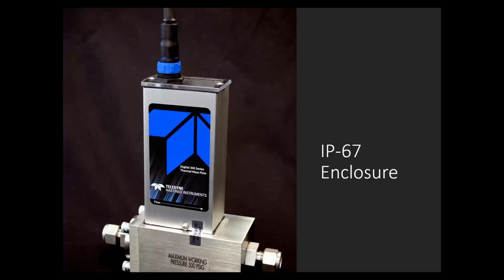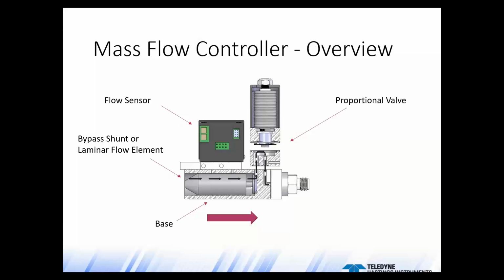Now, you may also need to consider the environment of the installation of your flow meter. If you're going into an outdoor setting, or maybe you have a splashdown environment or a really dusty environment, you may want to consider an IP67 enclosure to keep out water and dust, that sort of thing.